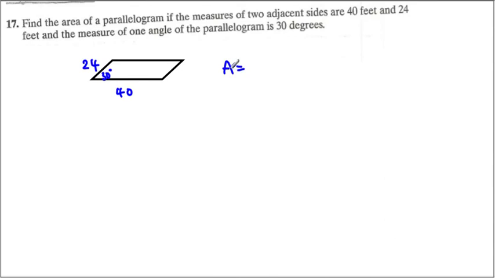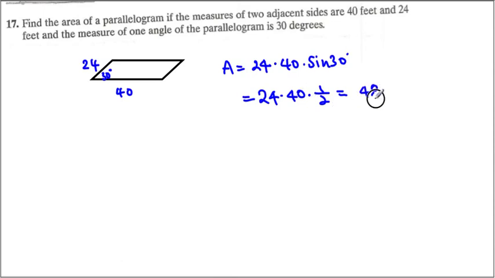Area is simply this side times the other side times sine of the angle 30. So 24 times 40 times sine of 30 degrees. But we know the sine of 30 is equal to 1/2. So this ends up being 24 times 40 times 1/2. Now then, this becomes simply 480. That becomes our answer.